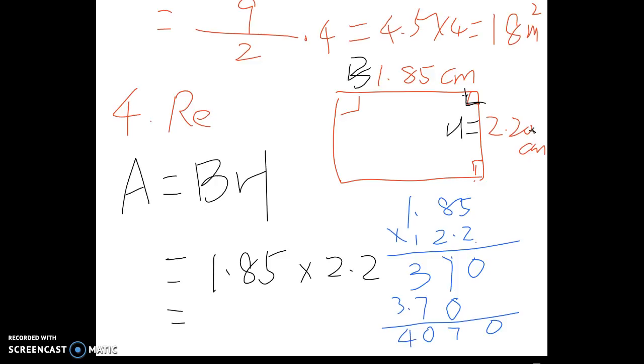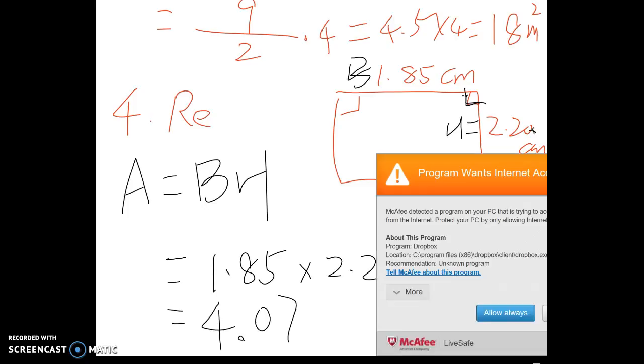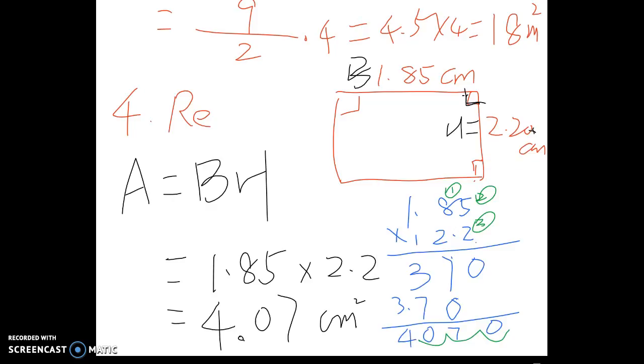So now how many places behind the decimal point? I can use the green to mark the places behind decimal point. So that is 1, 2, 3. So we have to start from here, 1, 2, 3. And the decimal will be 4.07. So the answer is B. So that's question number 4.